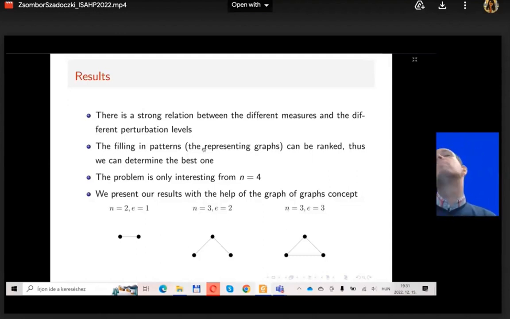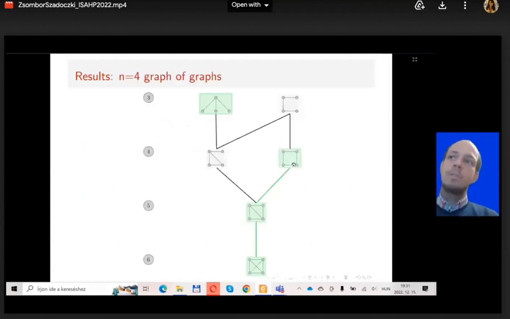And okay, so the problem is actually only interesting from 4 alternatives, because for smaller cases, we only have one non-isomorphic graph. So for the interesting cases, we use the graph of graphs concept. So this is the graph of graphs for 4 alternatives. This is the large graph, the graph of graphs, and its vertices are also graphs, small graphs, and the small graph is showing a filling in pattern for us.